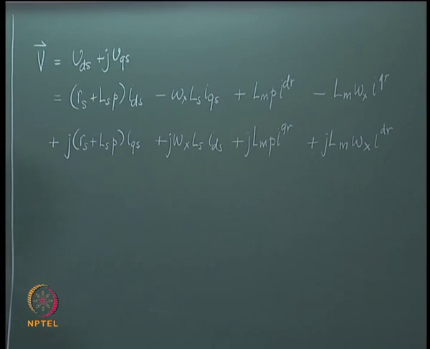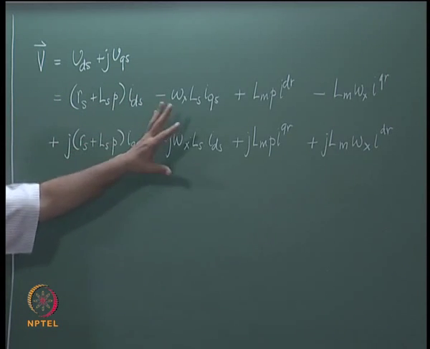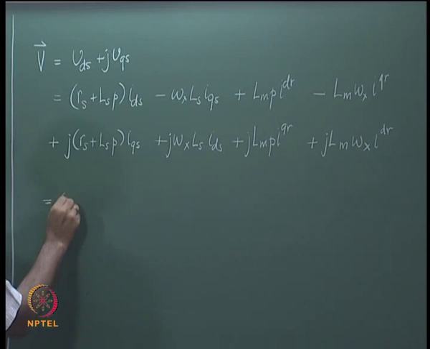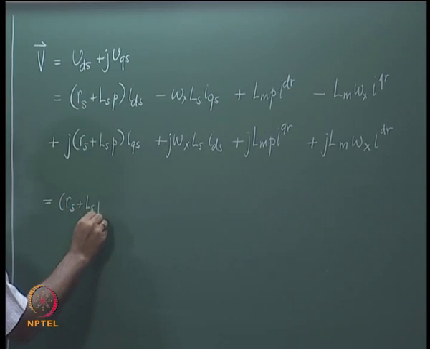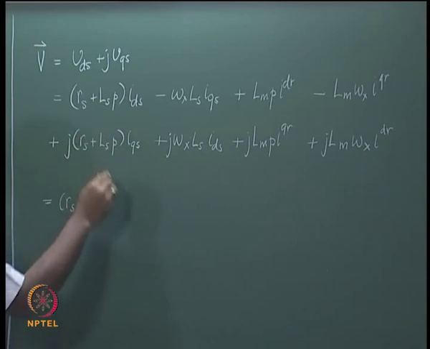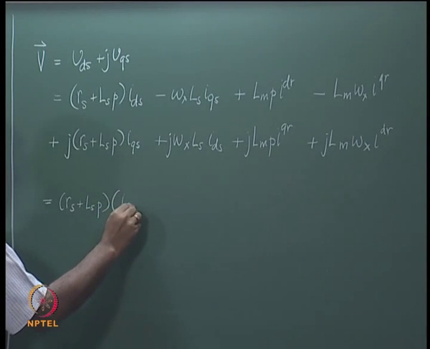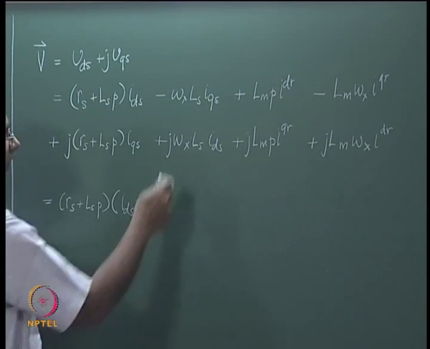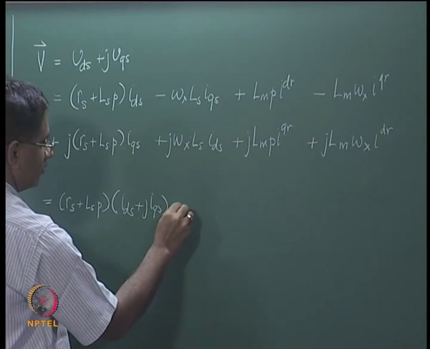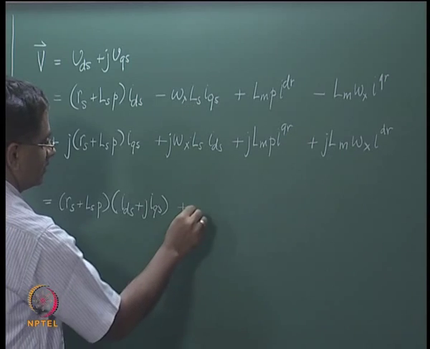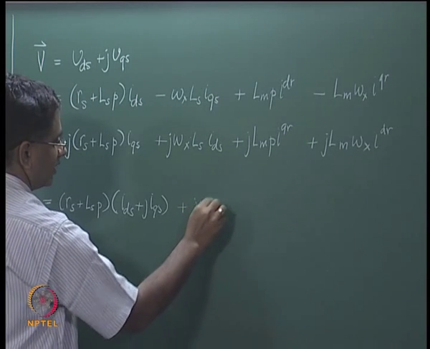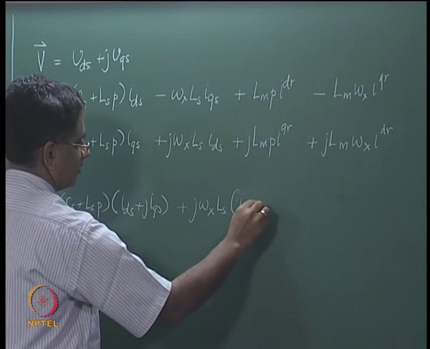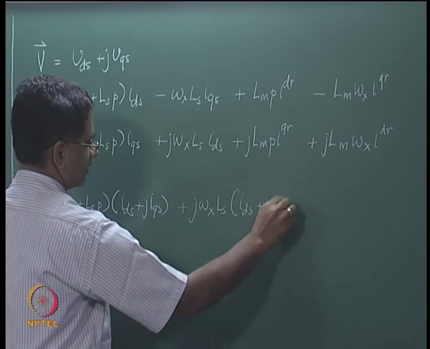Now you see that we have already grouped similar looking terms together, and therefore this can be simplified as RS plus LS into P, this term is common, multiplied by IDS plus J times IQS, and then similarly here you have plus J times omega X LS into IDS plus J times IQS.